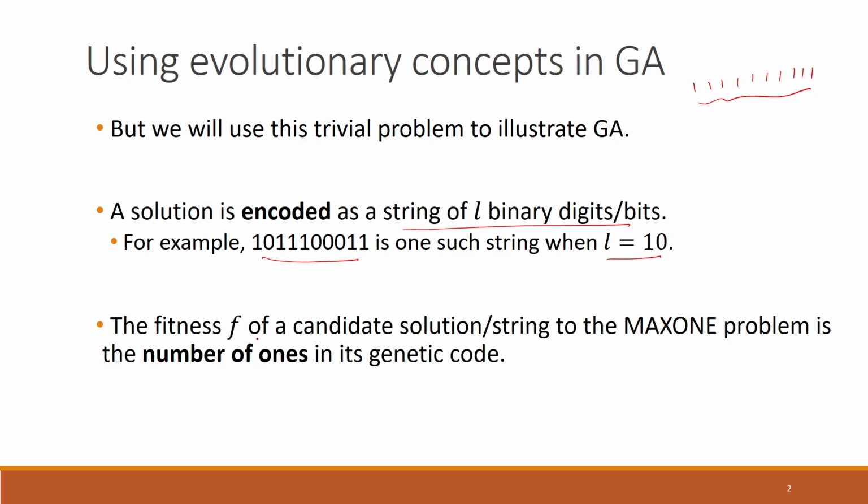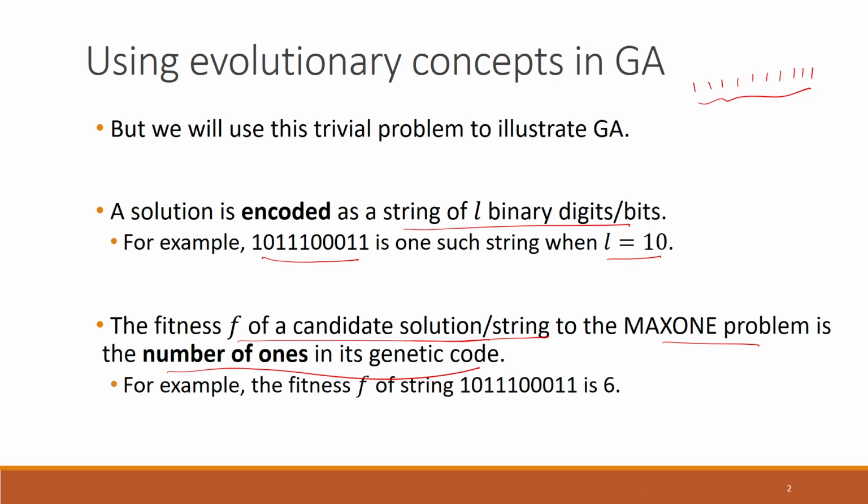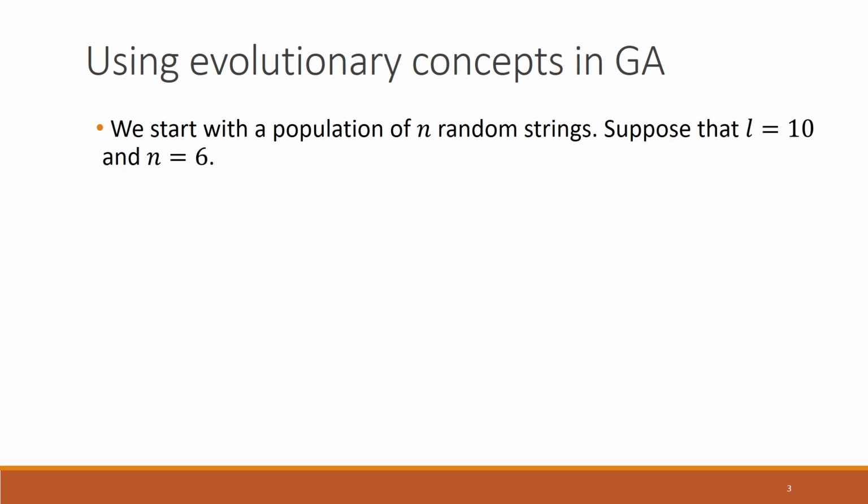So, the fitness f of a candidate solution string to the Max 1 problem is the number of ones in its genetic code. Since we want to maximize the number of ones present in any given string or solution, we set the fitness value of a string equal to the number of ones in it. Just to remind you, we will use the terms solution and string interchangeably in the genetic algorithm. For example, the fitness of this string is 6, because the number of ones present here is equal to 6.